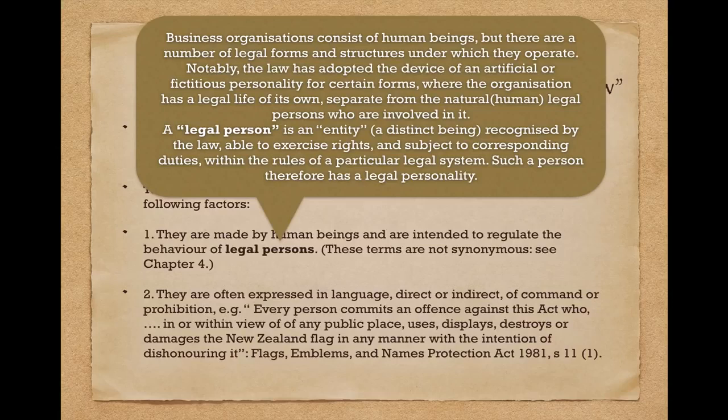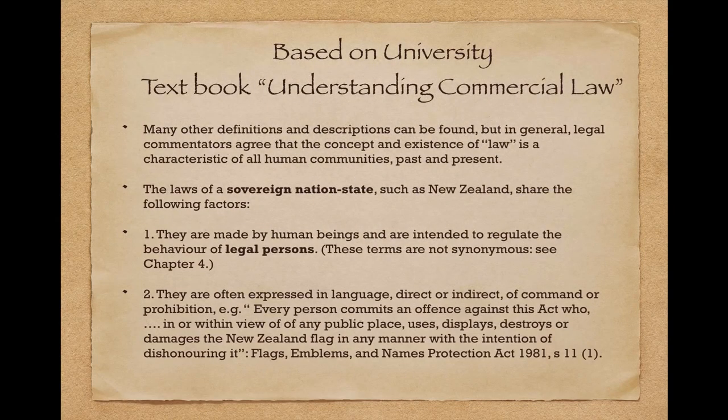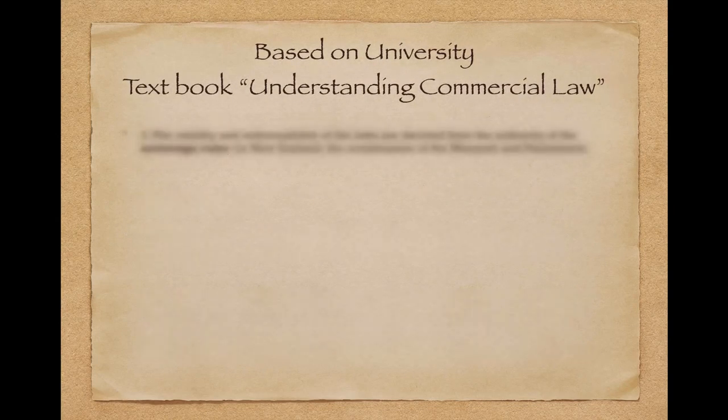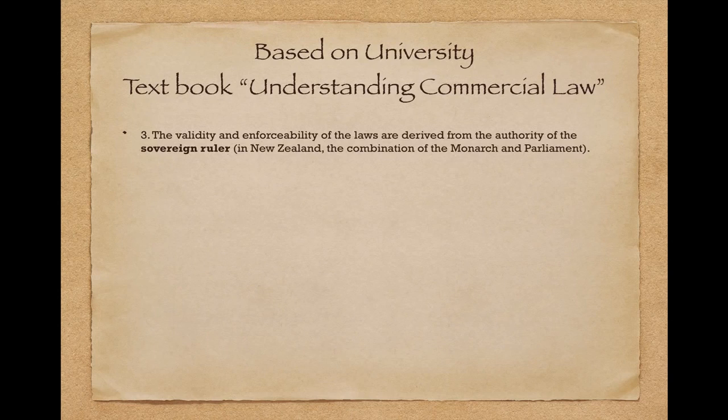Now that is how they get us into their system, is that we believe that the name that Mum and Dad gave us is our name, but it's not. It's a legal person. And they're telling us there that this is an entity which has a fictitious personality for certain forms.